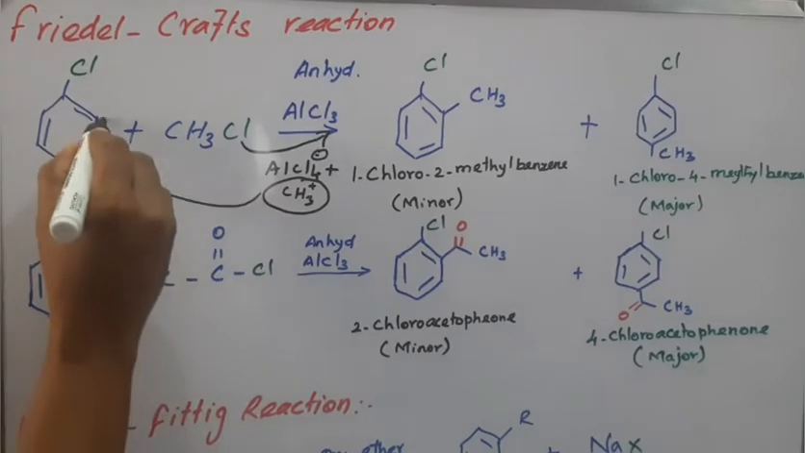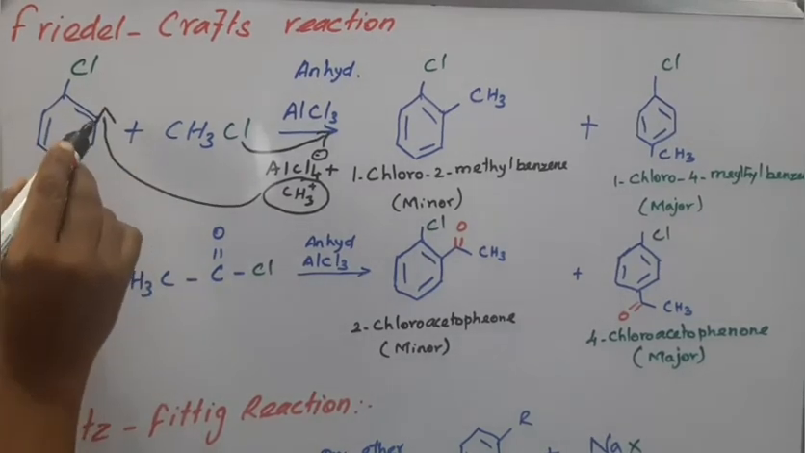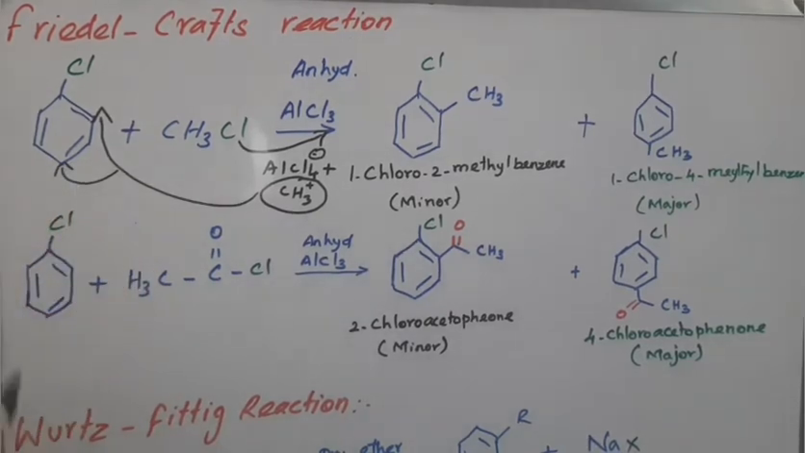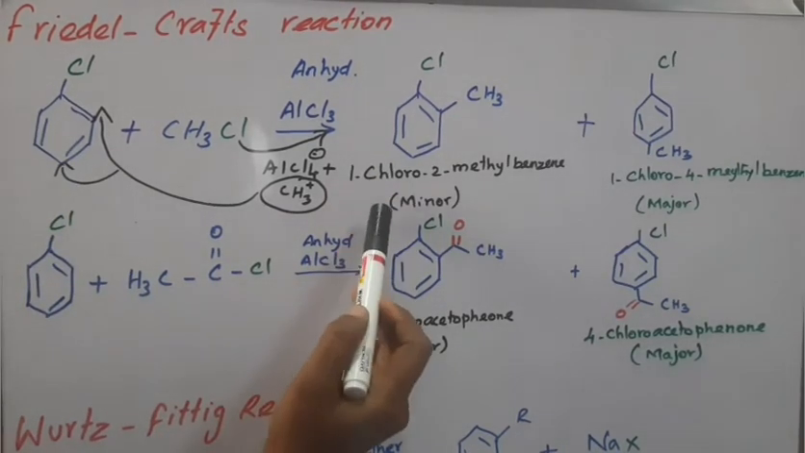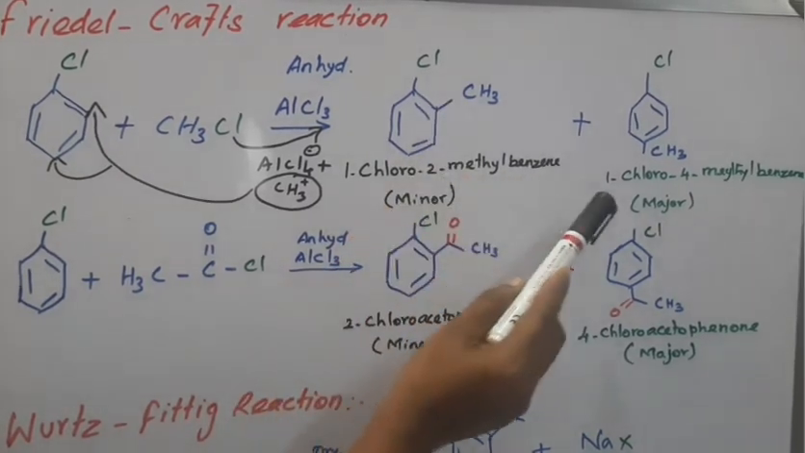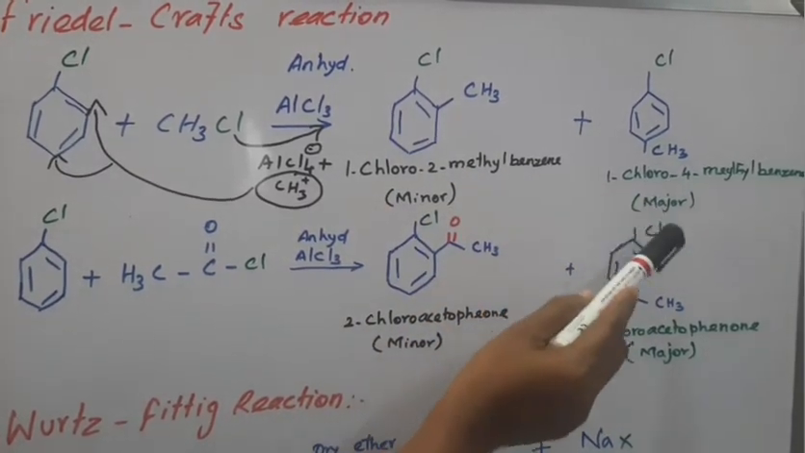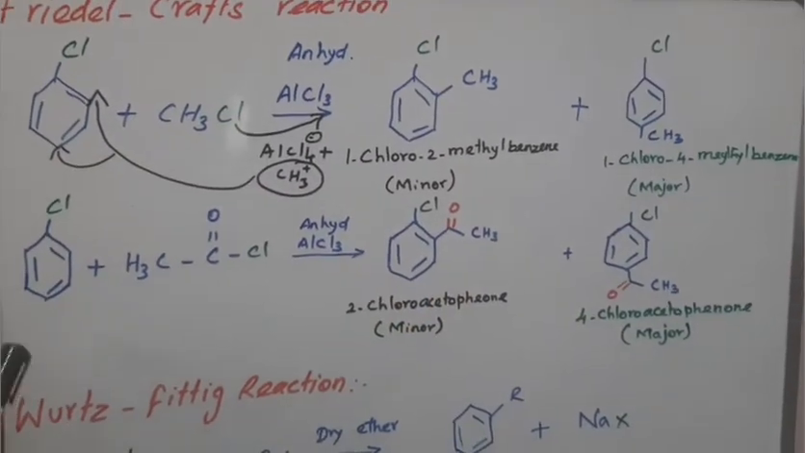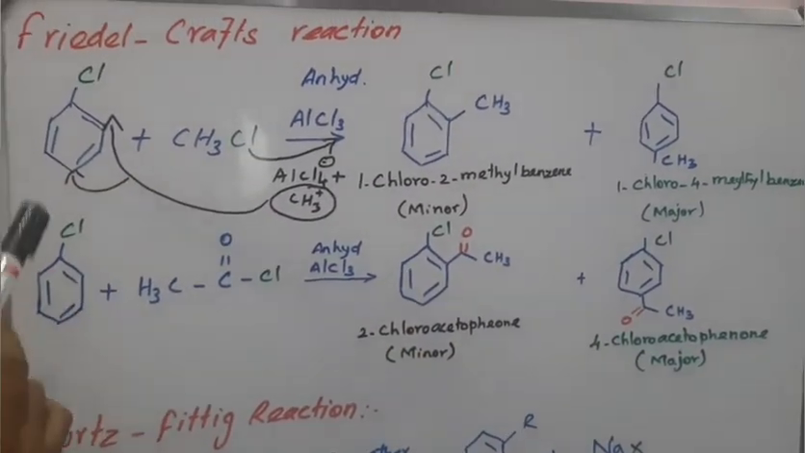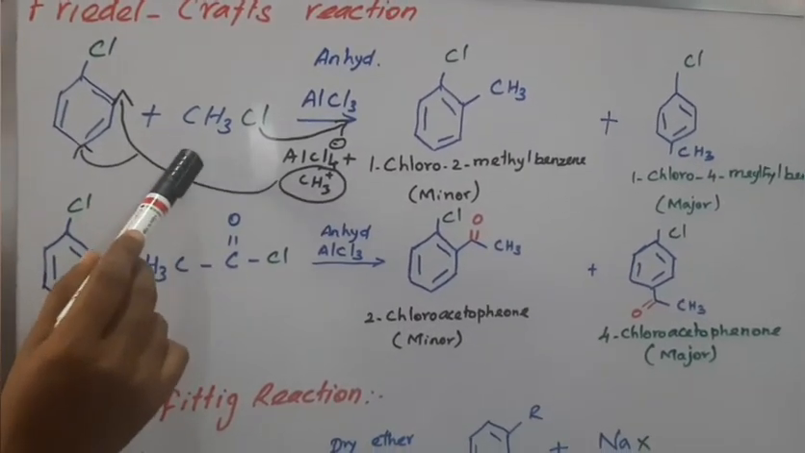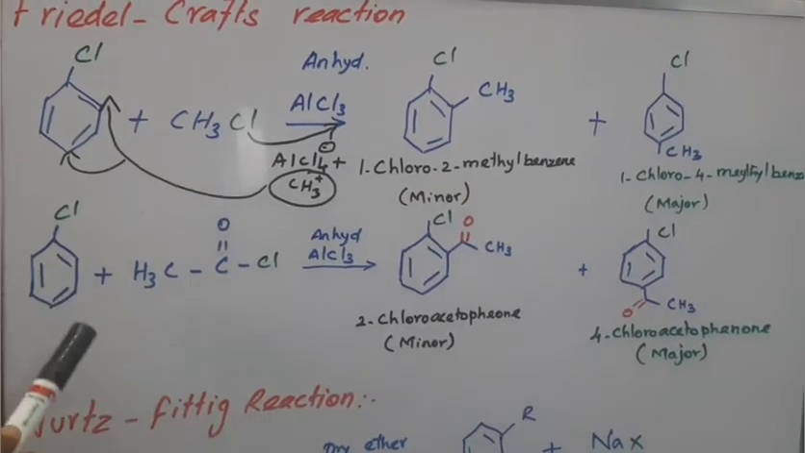This electrophile goes and attacks the electron rich centers like the ortho position and the para position. We can get two products. What are the products? 1-chloro-2-methylbenzene and 1-chloro-4-methylbenzene. This is the major product, because of the para position. So these are the two reactions. Haloarenes with alkylation is called the alkyl Friedel-Crafts reaction.